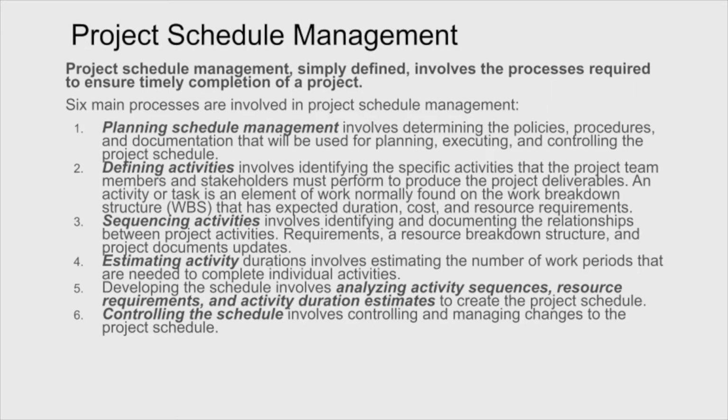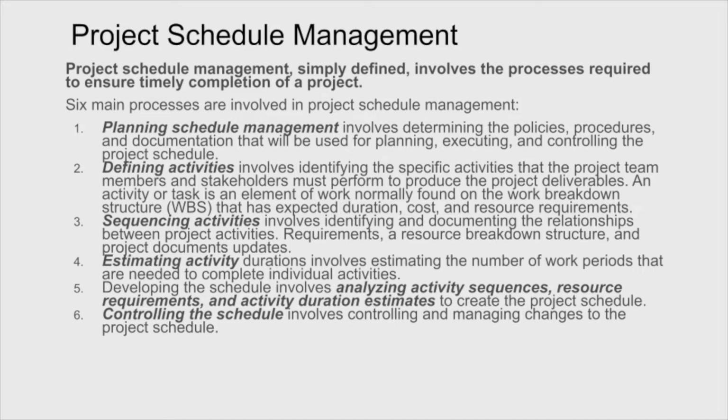So if we're thinking about project management, really the crux of this course, we are really thinking about things that need to be done, the processes, in order to be able to create a schedule. Project schedule management, simply defined, involves the processes that are required to ensure timely completion of a given project. And there are really 6 main processes involved in project schedule management. We're going to look at each of them in this course. First of all, planning schedule management. And that involves determining the specific policies, the procedures, and the documentation that will be used for planning, executing, and controlling the project schedule.